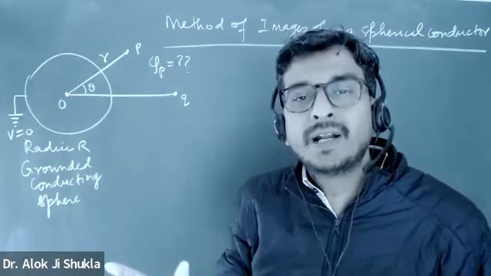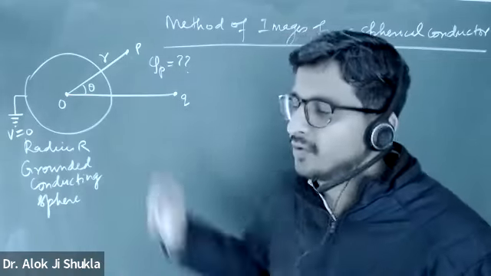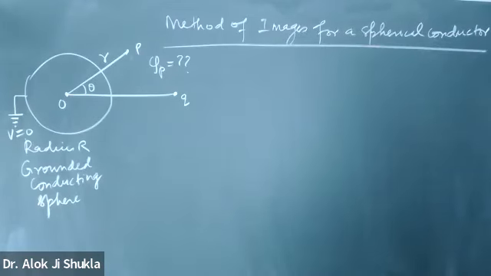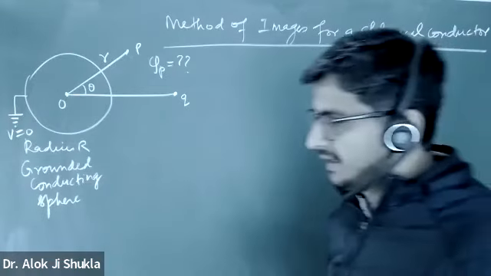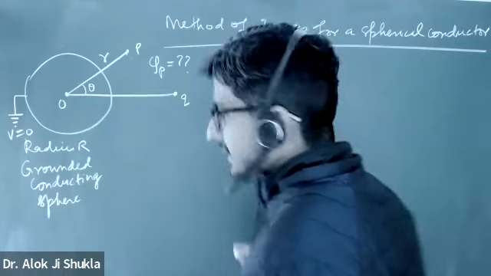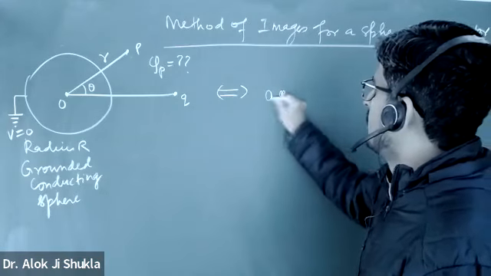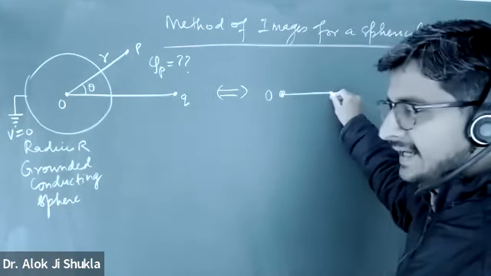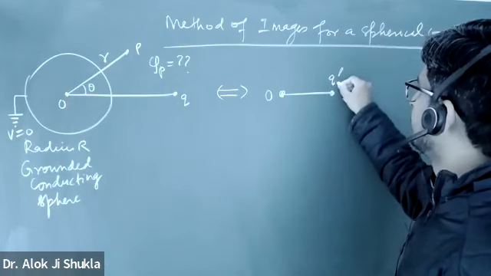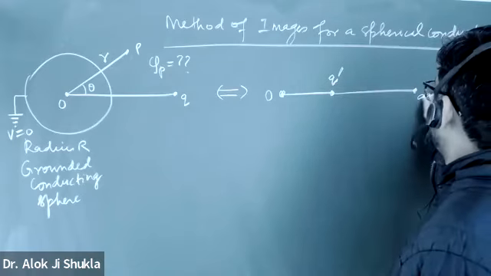So the same difficulty that we encountered on the plane sheet, we are now encountering on the surface of the sphere. So first of all understand, if I change this problem to an image problem, what I am going to do is I will put O at the same place and then I will put image charge Q dash, and then I have a charge Q which I can't disturb.